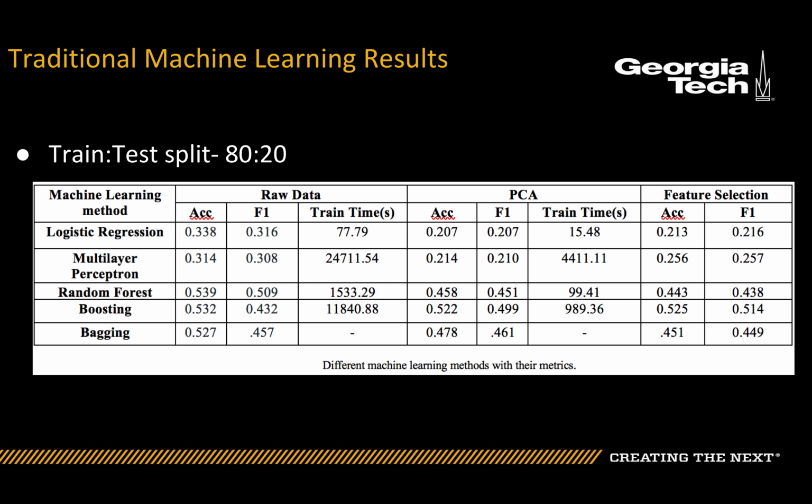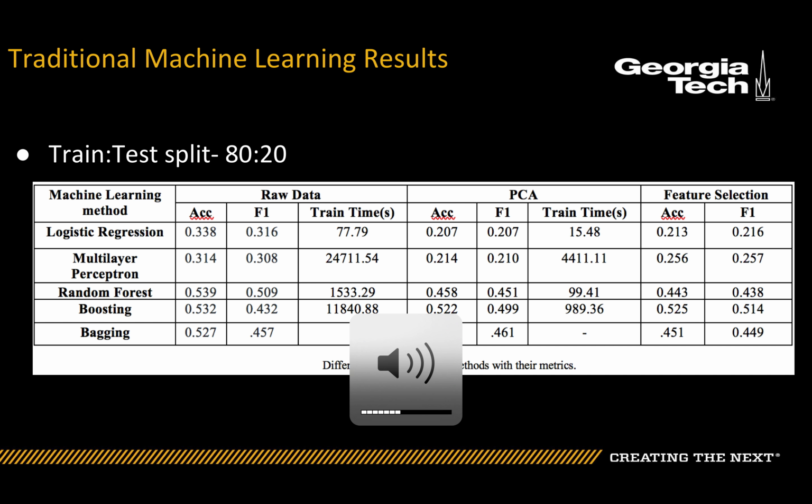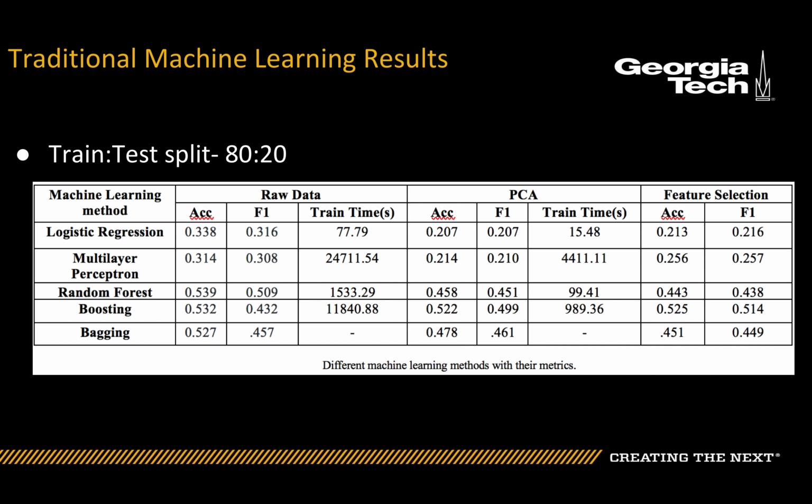So these are the traditional machine learning model results. We use a training-testing split of 80 to 20%. As you can see, logistic regression performed pretty badly. Multi-layer perceptron performed the worst. Random forest, boosting and bagging did pretty well with accuracy of about 53%. We performed bagging using Hadoop MapReduce.